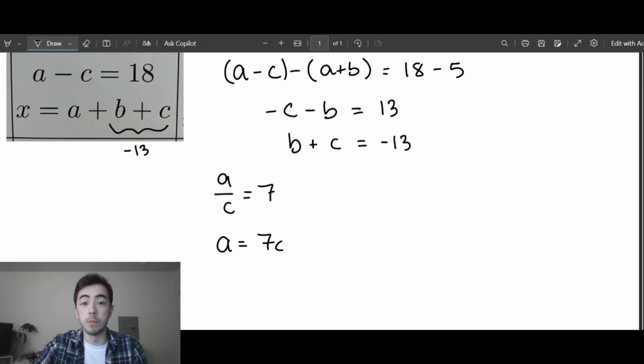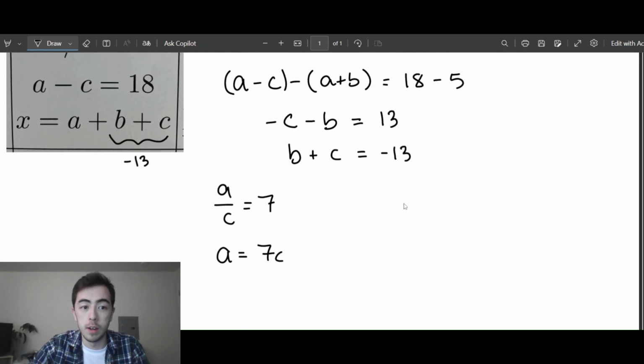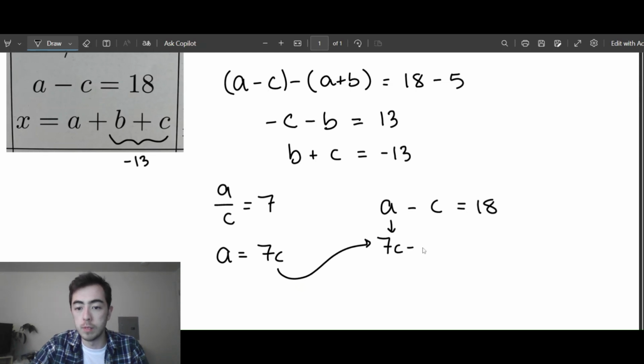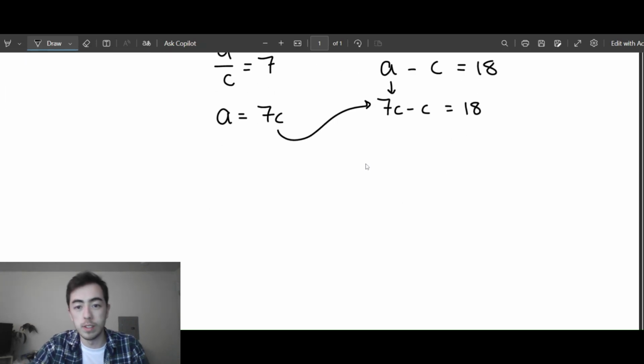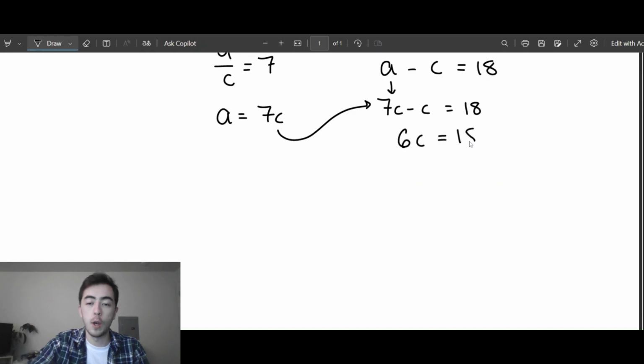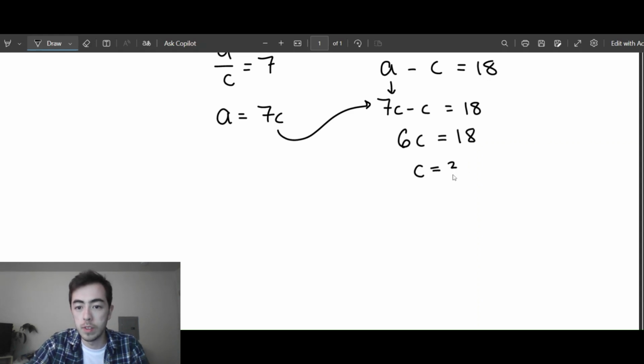This way I could use some substitution actually. Looking at the last equation, A minus C equals 18, I could just replace that letter A with a 7C. And then this way I could just solve for whatever C is directly. 7C minus 1C is going to be 6C. That's still equal to 18. And then 6 times something is 18, so that something has got to be a 3.